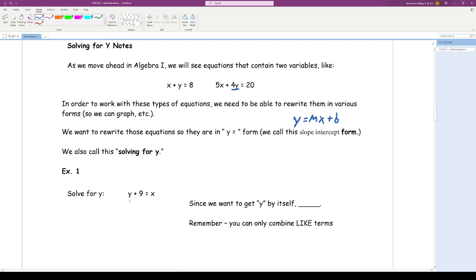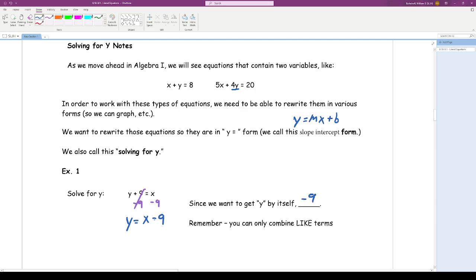So in our first example, we have y plus 9 equals x. The thing that's keeping y from being isolated is the plus 9. The opposite of that would be minus 9, so we'll do that to both sides to cancel out there, and end up with y equals x minus 9. So since we want to get y by itself, we are going to do minus 9 like we just did.